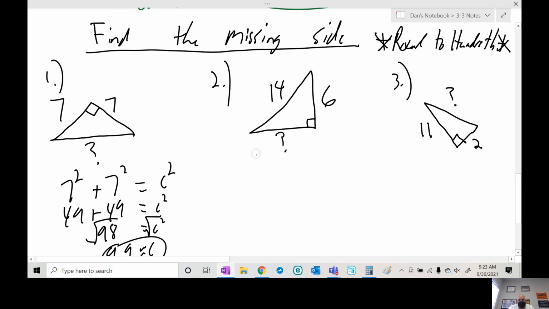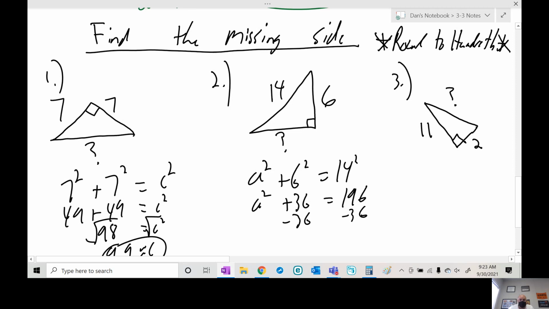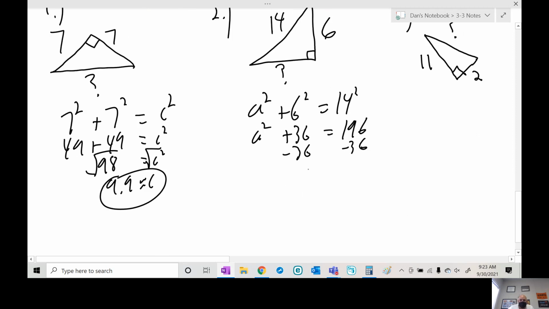The second one, leg missing or hypotenuse missing? The leg. A squared plus 6 squared equals 14 squared. Again, you could have switched the b and the 6. A squared plus 36 equals 196. And then subtract. This is one where you have to subtract, right? Because the leg is missing. A squared is 160. So again, look at the difference, right? This one, we add them together. When the leg is missing, we've got to subtract them.